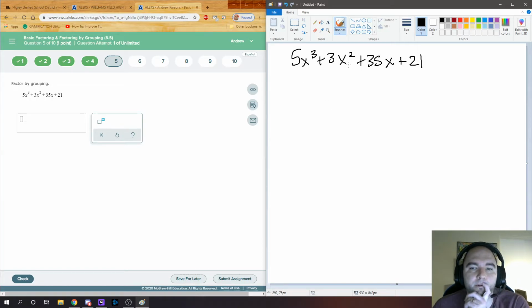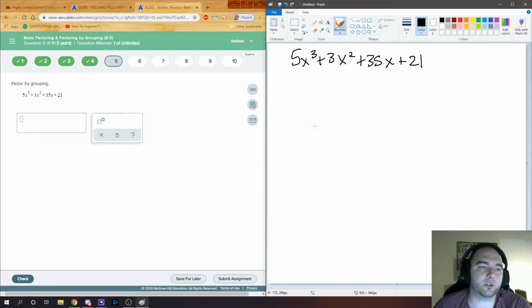So, usually when there's more terms, it's hard to find a common factor, right? So 5, 3, 35, 21, nope, can't divide those by a similar number. And I can't take out a letter because some of these have x, but this guy down here doesn't even have an x, so it's impossible to remove x from everything. So is it possible to factor? Potentially. So we do this thing called factoring by grouping.